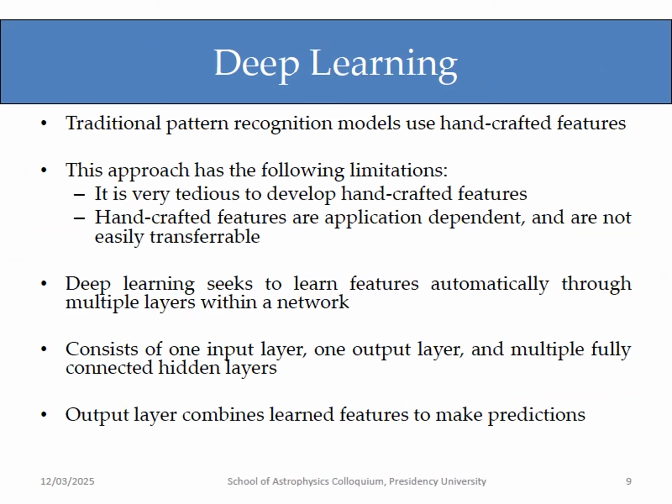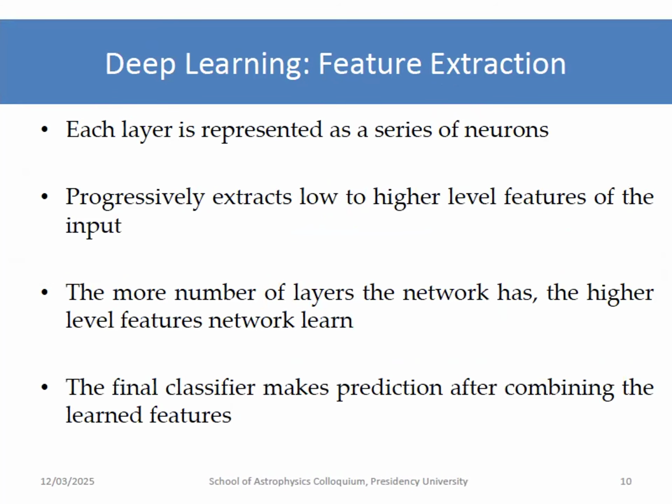And this consists of an input and output and multiple hidden layers from which they harness the information and then try to have a very rich representation of the object, the input, and then try to make a decision based on that. If you think about feature extraction, which is the most solid part of deep learning, it progressively extracts low to higher level features of the input. And naturally, the more layers you have, the richer the information extraction.